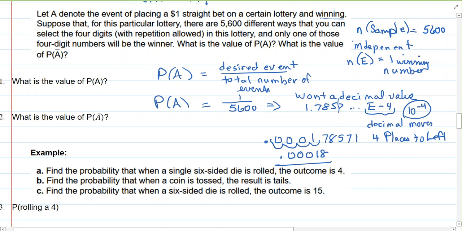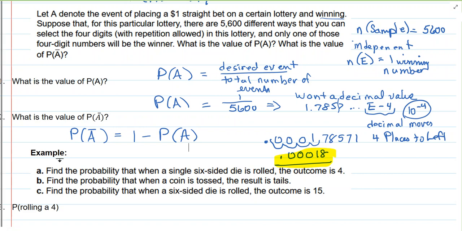This number right here, and the computer will tell you how many decimal places to put your probability. Well, we needed a construction that is representative of the data. So now what we want is the probability of not A, and we know that's 1 minus the probability of the desired event happening. So let's do that.